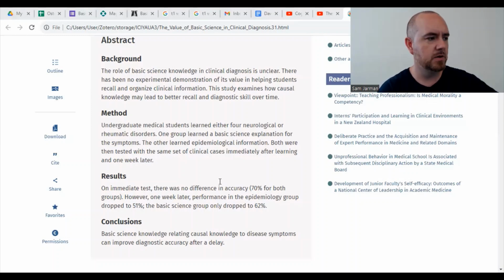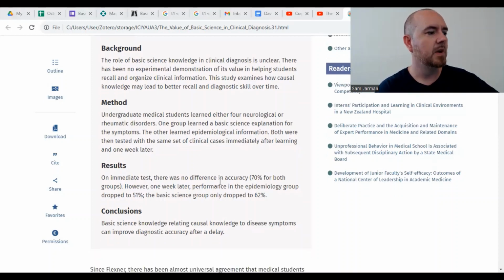Okay, so the method: undergraduate medical students learned either 4 neurological or rheumatic disorders. One group learned a basic science explanation for the symptoms. The other learned epidemiological information. Both were then tested with the same set of clinical cases immediately after learning and 1 week later. The results.